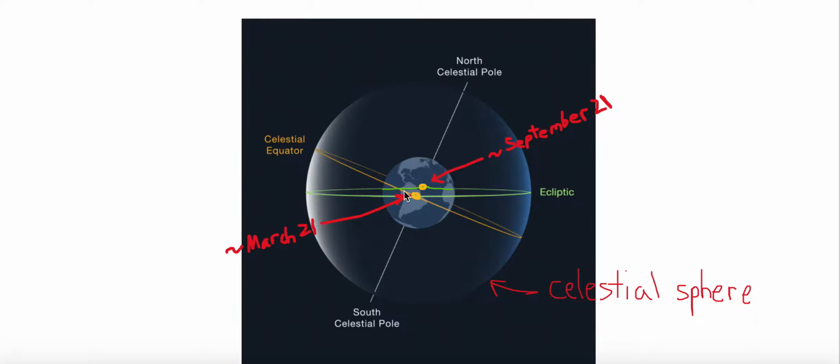The equator is a great circle around the Earth, and if we extend that great circle out to the celestial sphere, it makes what we call a celestial equator. Now, the two points where the celestial equator and the ecliptic meet are your equinoxes.